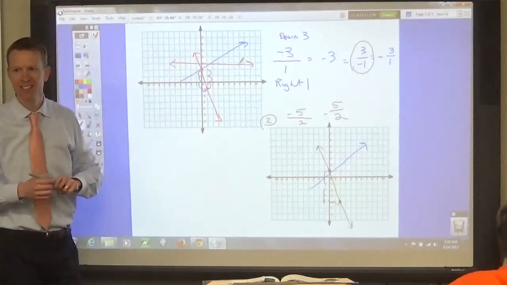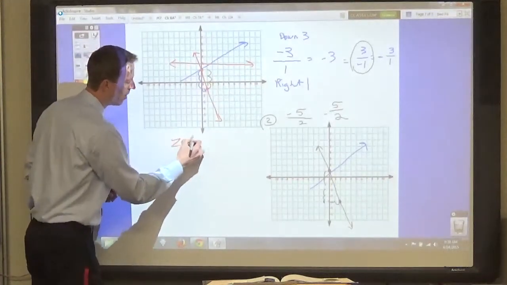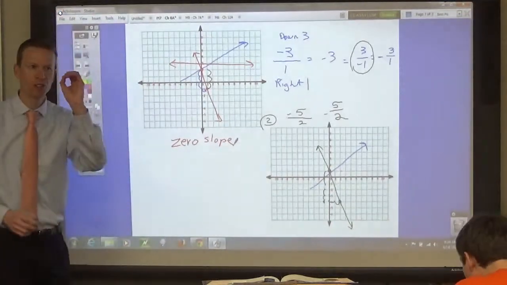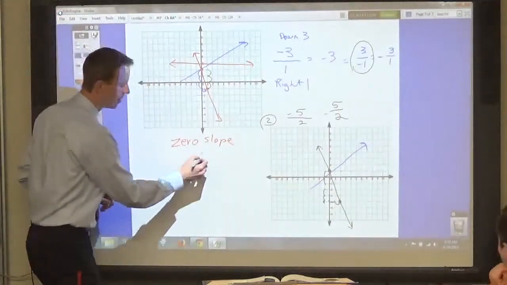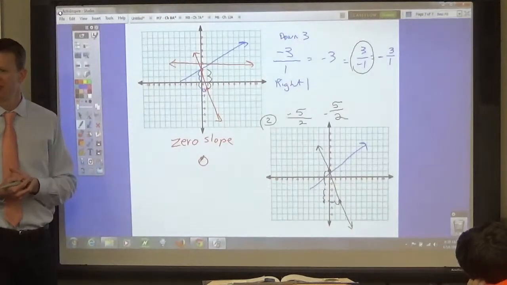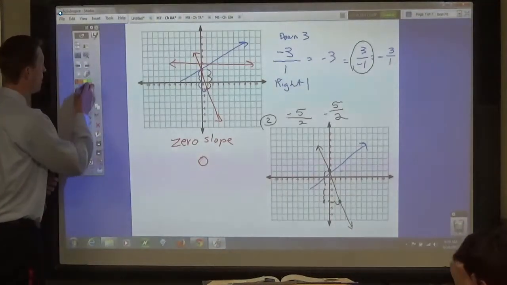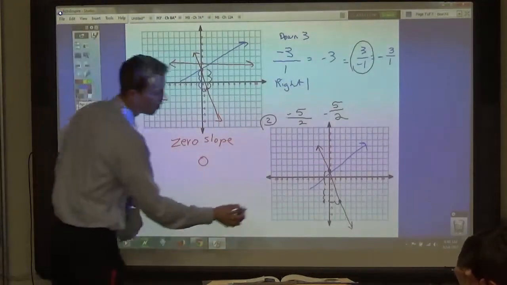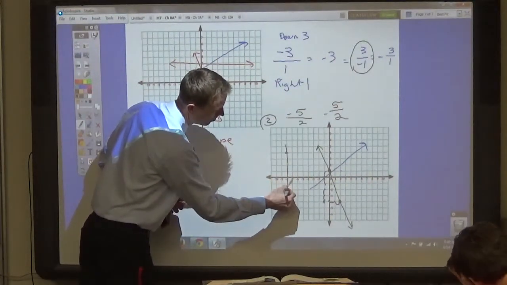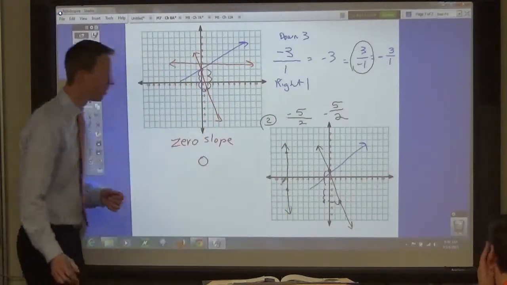You remember? That is a 0 slope. That is a 0 slope. So you would write 0 when it's a horizontal line. Okay? What if the slope went straight up and down? What if the line looks like this? What is the slope of a vertical line?